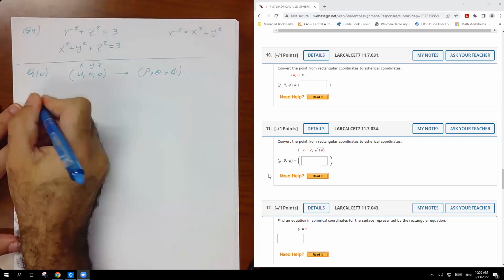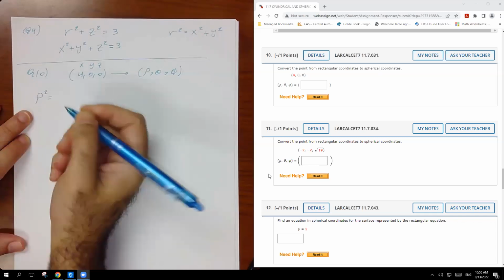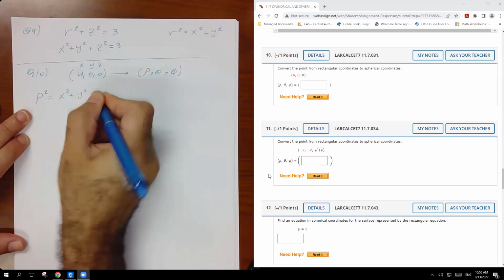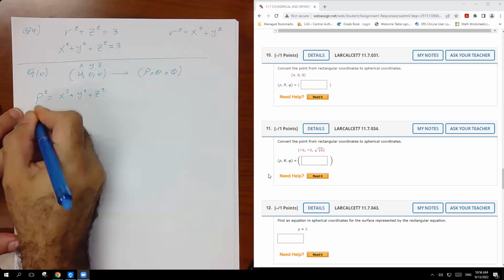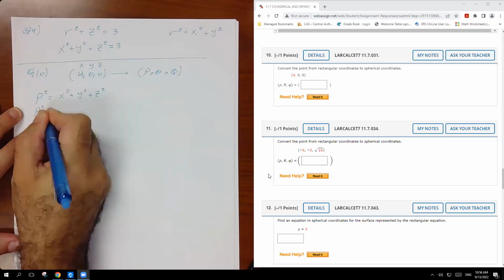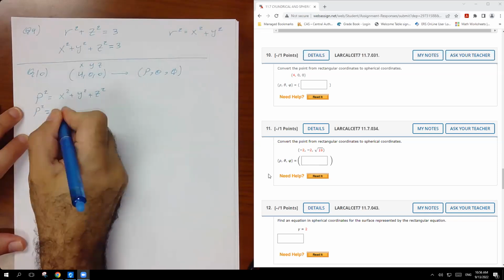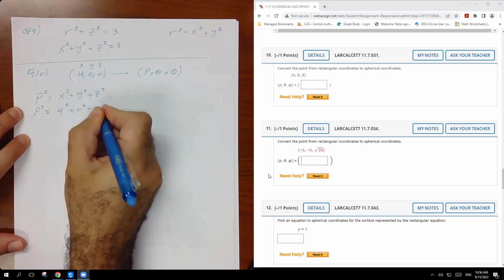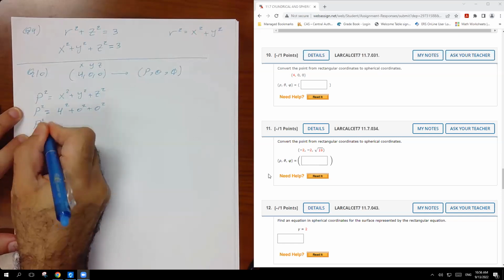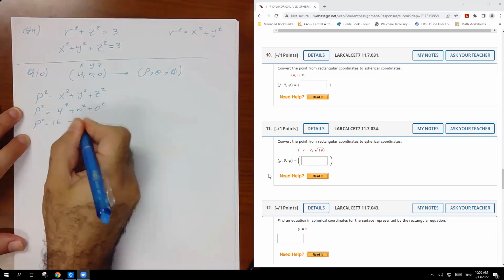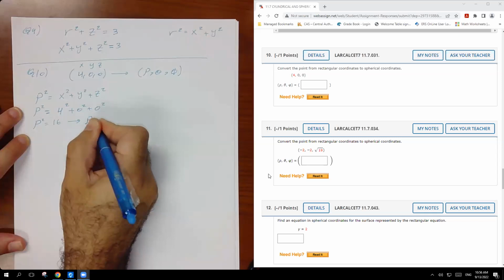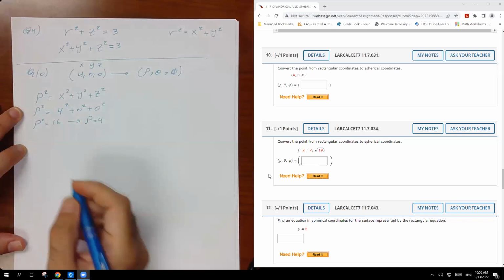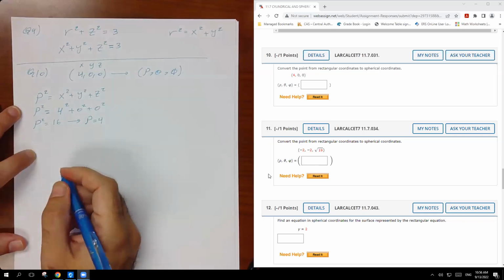So the first formula looks like rho squared equals x squared plus y squared plus z squared. So rho squared is going to be 4 squared plus 0 squared plus 0 squared. Rho squared is going to be 16. Then rho is going to be 4. So the first coordinate here is 4. Now we need to find theta.